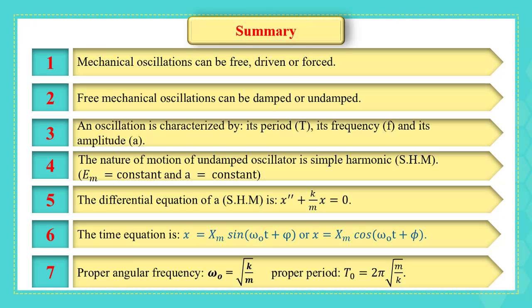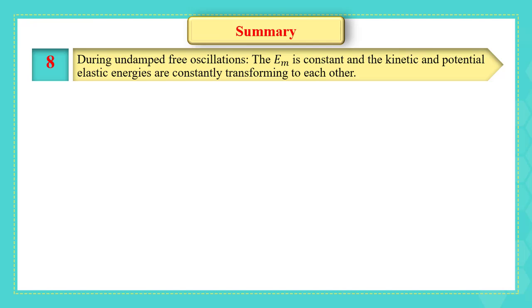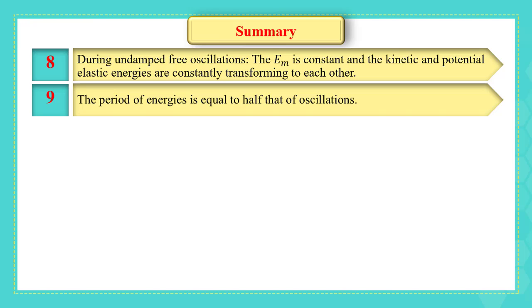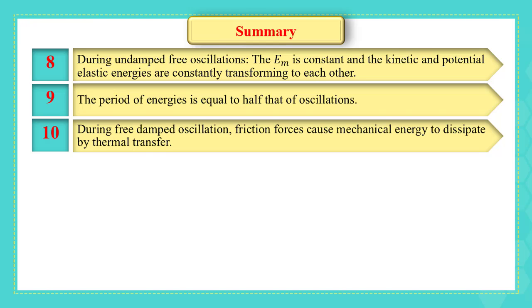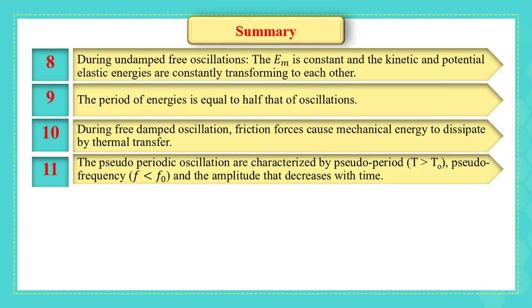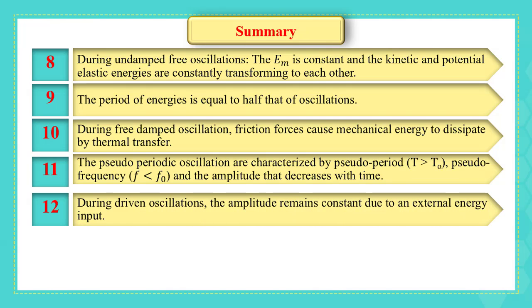Moreover, we said that during undamped free oscillations, the mechanical energy is constant, where the kinetic and potential energies are constantly transferring to each other. The period of energies is equal to half that of oscillations. During free damped oscillation, friction forces cause mechanical energy to dissipate by thermal transfer. The pseudo-periodic oscillations are characterized by pseudo-period T, which is greater than T0, pseudo-frequency f less than f0, and amplitude that decreases with time. During driven oscillations, the amplitude remains constant due to an external energy input.